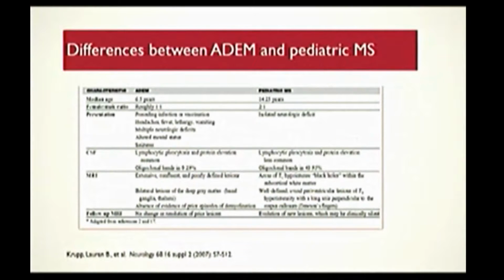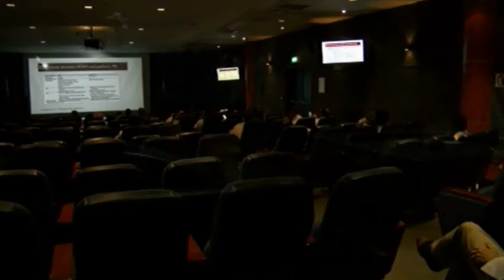In the CSF, usually they will present with lymphocytic pleocytosis and protein elevation, and oligoclonal bands are present, in comparison to MS, where it's 40 to 95% present. The MRI lesion, we just discussed it. Important also is the follow-up MRI. In ADEM, there should be no change, or at least there is resolution of the prior lesions. In MS, usually the patient will show some new active lesions, even if they are clinically silent.